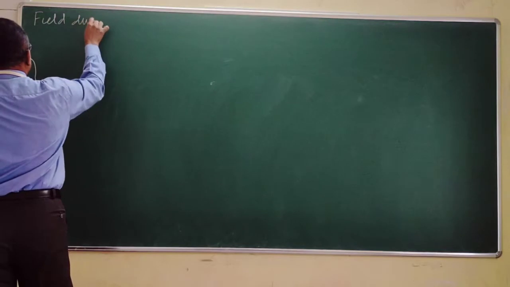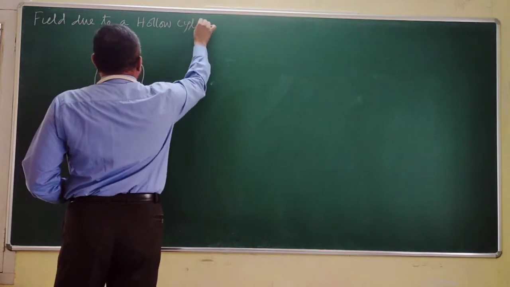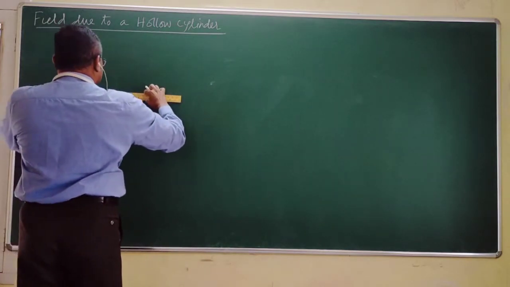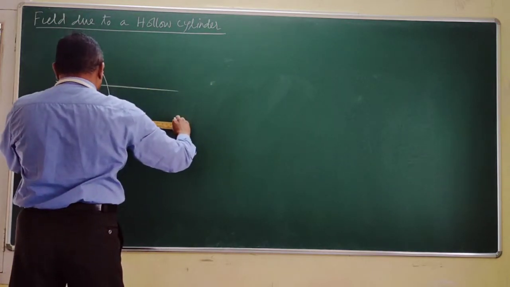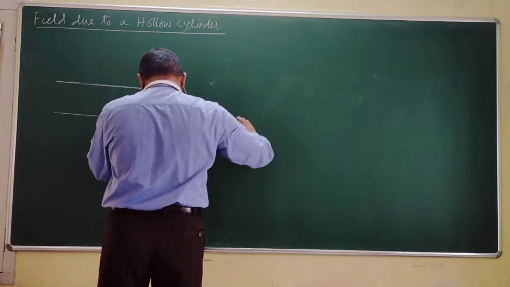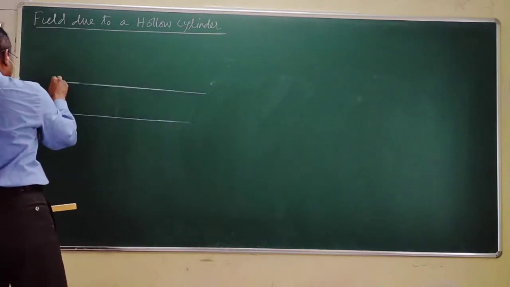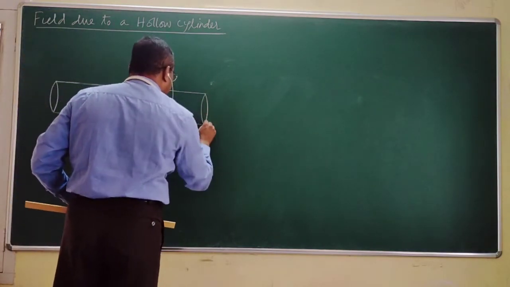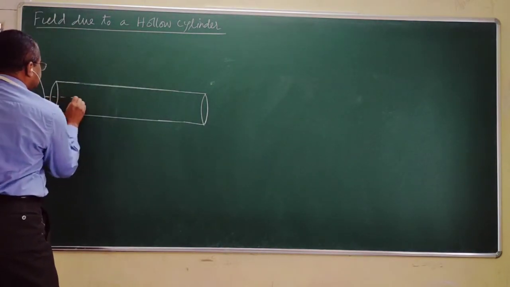field due to a hollow cylinder. Let us first draw the diagram of a hollow cylinder. Let us consider this to be a hollow cylinder whose radius, let me take it as A, and let this be the axis of the cylinder.